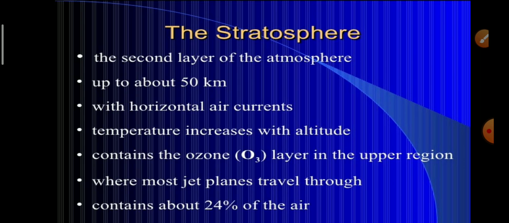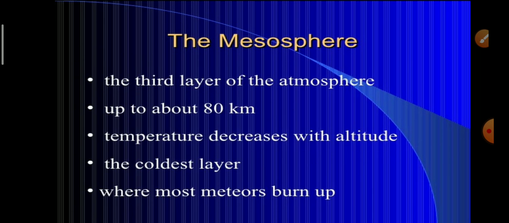So stratosphere is the second layer of atmosphere. It extends above the troposphere to about 50 kilometer, and it is ideal for flying jet planes. The temperature in this layer increases with height after about first 20 kilometer, and it also contains the ozone layer. So this is all about stratosphere.